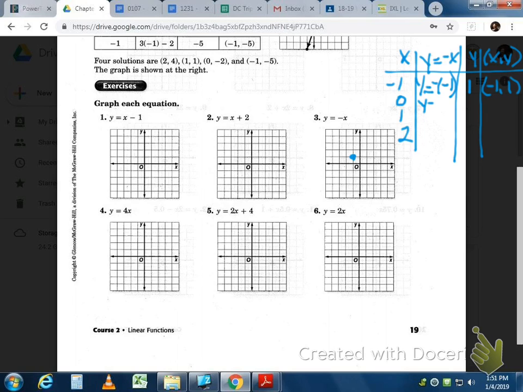So y equals -0. Is there such a thing as -0? Not really. So what's y going to be? 0. So 0, 0.